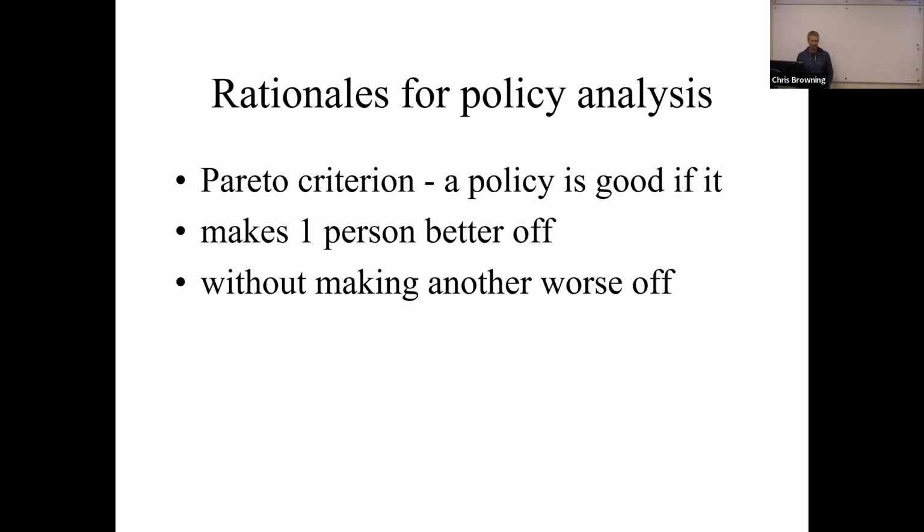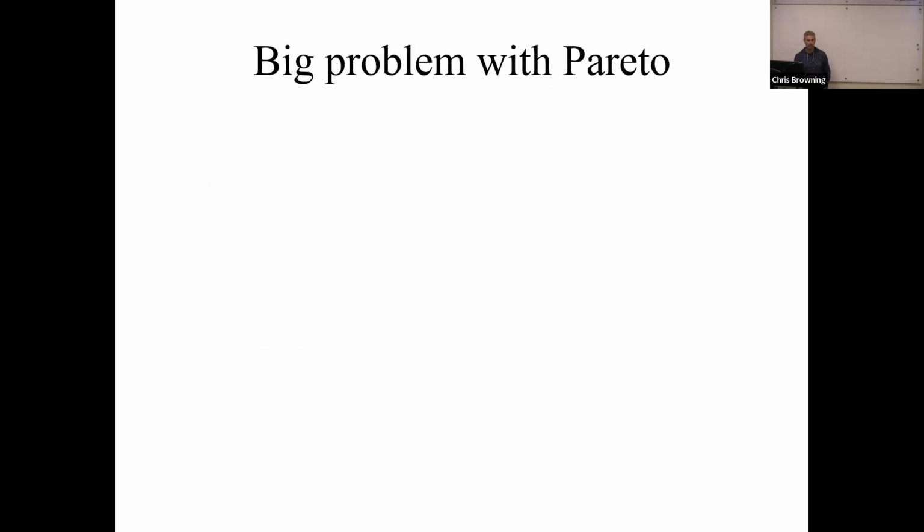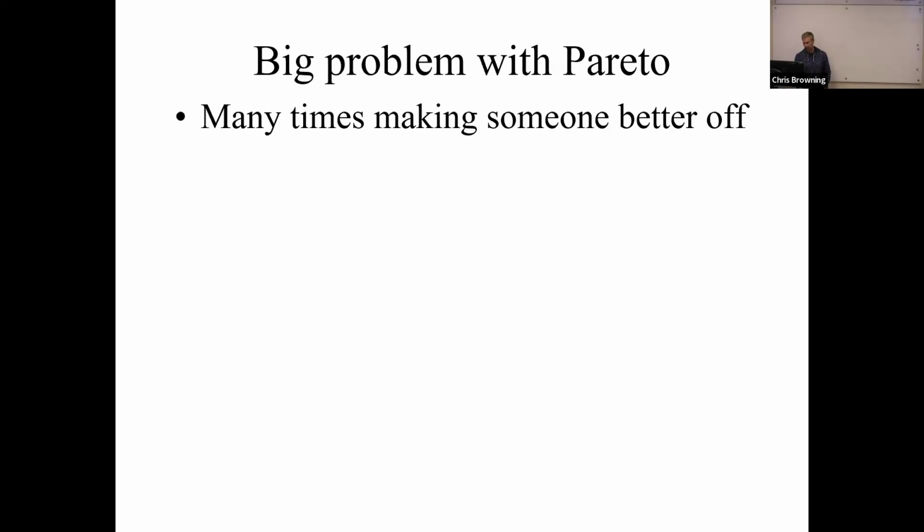All right, so this falls in line with very normative thinking, right? Just like the rational person. Nobody's rational. And I would say that no policy meets the Pareto criteria probably. But it is the ideal. So we know it's probably not realistic. And here's why. It's obvious. Many times making someone better off makes others worse off.